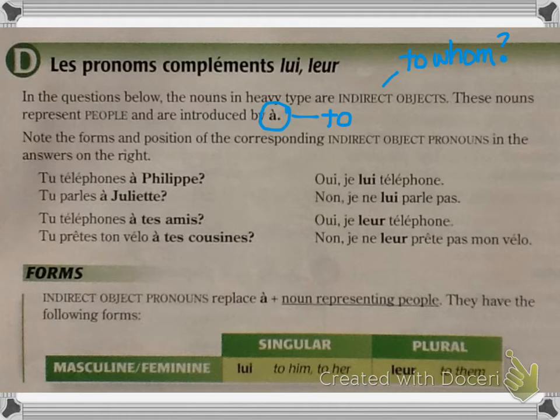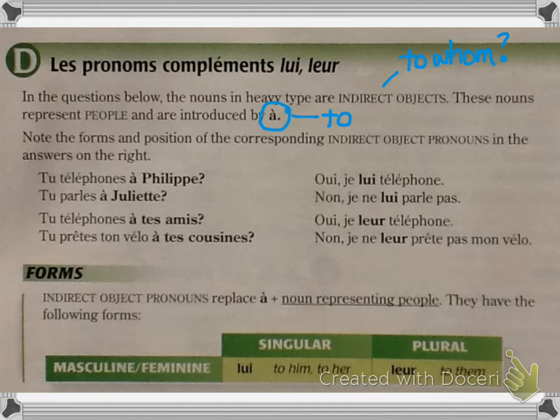Tu téléphones à Philippe? Oui, je lui téléphone. Tu parles à Juliette? Non, je ne lui parle pas. Tu téléphones à tes amis? Oui, je leur téléphone. Tu prêtes ton vélo à tes cousines? Non, je ne leur prête pas mon vélo.